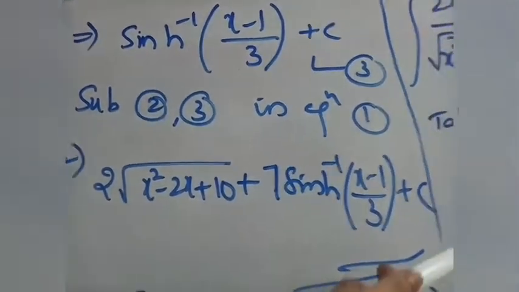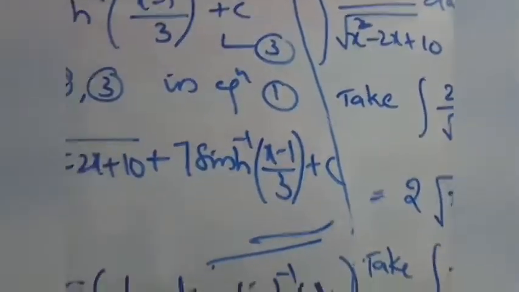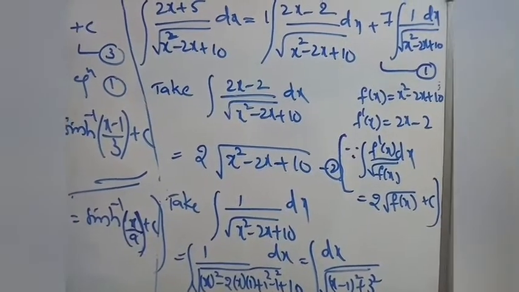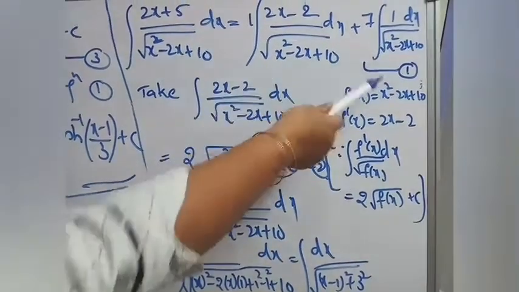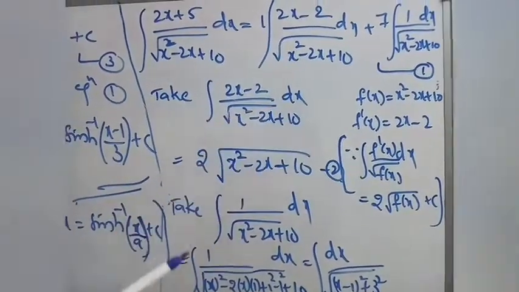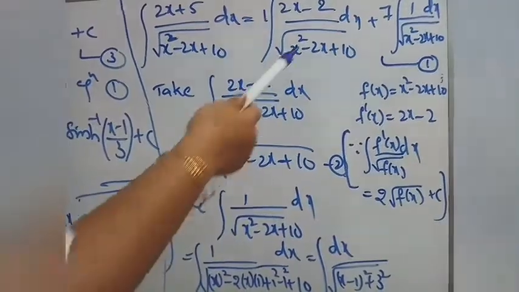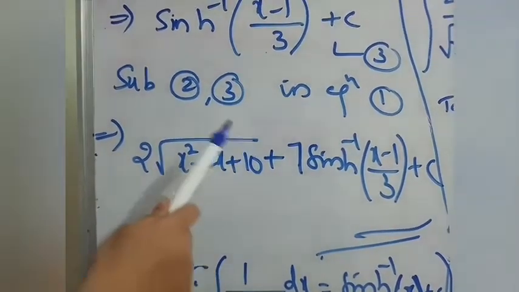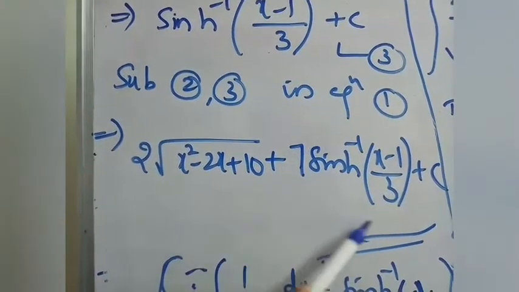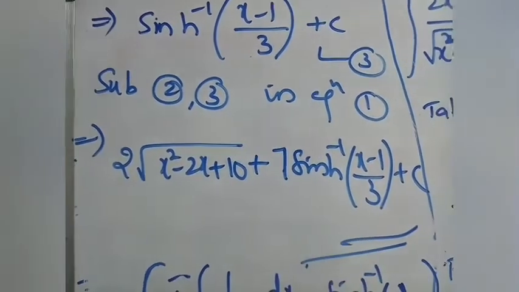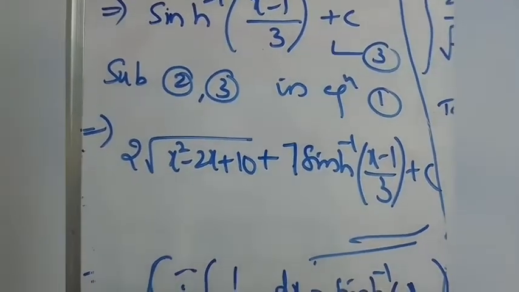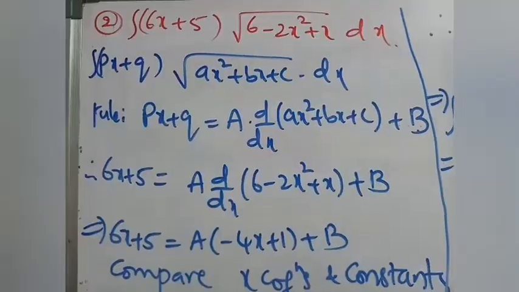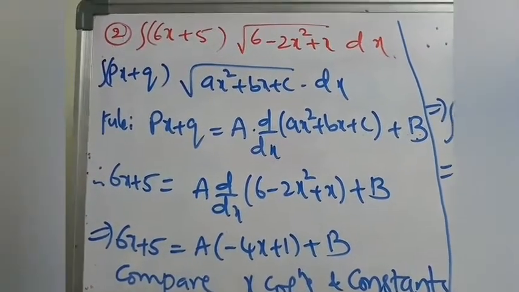Now we got two integration values. So substitute these two integration values in this equation. That is, substitute 2 and 3 in equation 1. Then the first integration value is this one, plus 7 into the second integration value is this one, plus c. So that is the required answer. Now let us see the next similar problem.